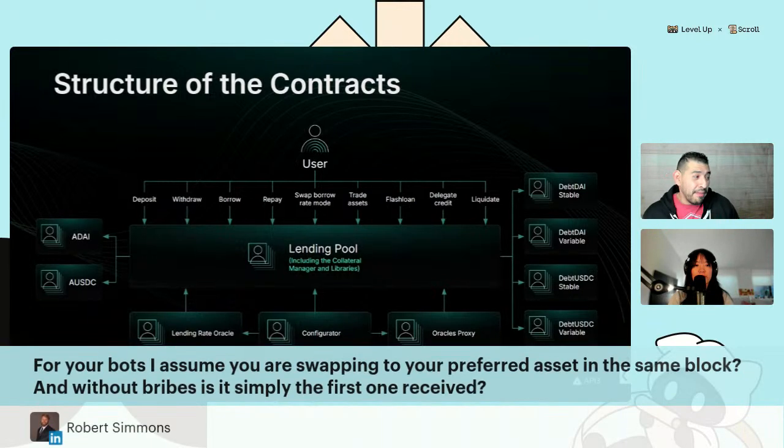Oh, we have a question. Yes, that's a very good question. For the bots, we're assuming that we're swapping the preferred asset? No. So I get to choose the asset.